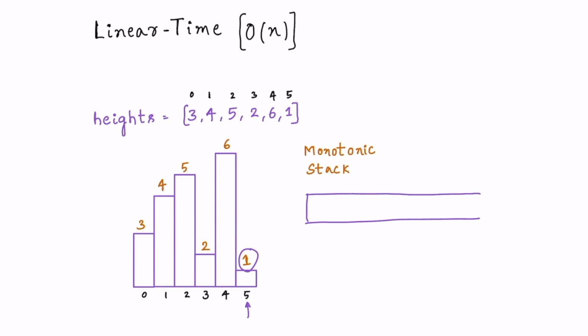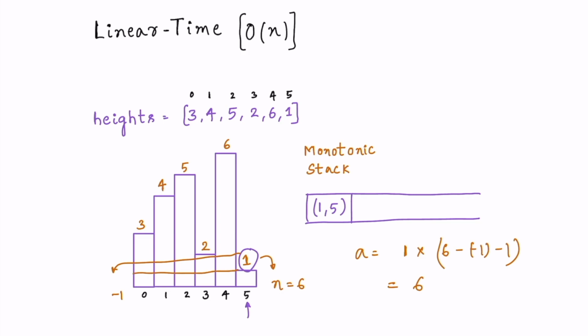Since the stack is empty now, we can add the current bar to the stack. Height is 1 and index is 5. Since this is the only element left in the stack, its right edge would be n, in this case 6, and left edge would be minus 1. So the area is minimum height, which is 1, multiplied by right edge is 6, left edge is minus 1, and minus 1, which is equal to 6. And the rectangle formed is this. And we remove this from top of the stack.